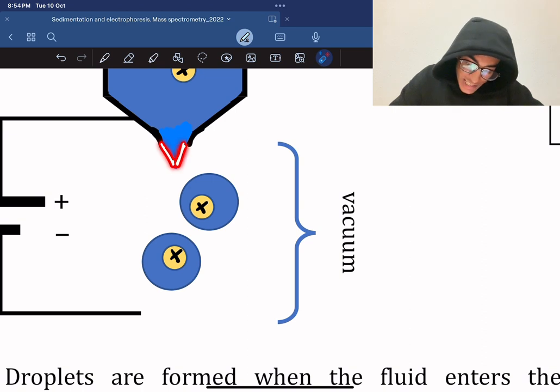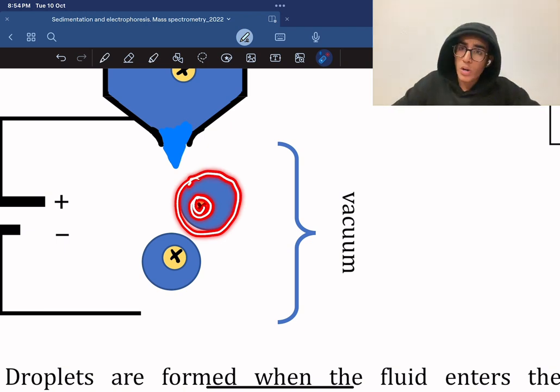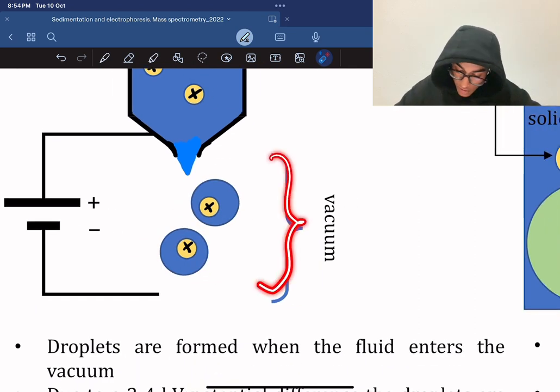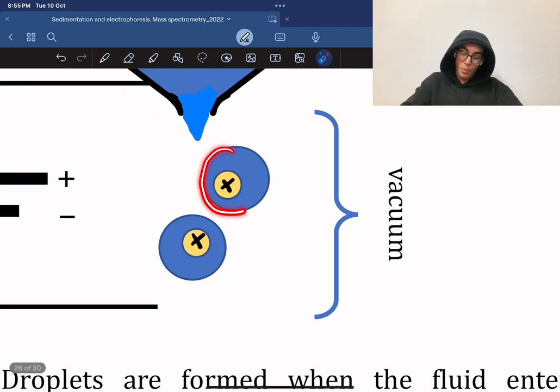The water molecules get pulled to a tip until the surface tension holds on, and then boom, they're ejected. A huge chunk is ejected with the protein or the macromolecule in the center, still surrounded by some water or solution, whatever the solution was. Since this is a vacuum, the solvents, the thing around this, the blue part, immediately evaporate. Boom. So then what are we left with?